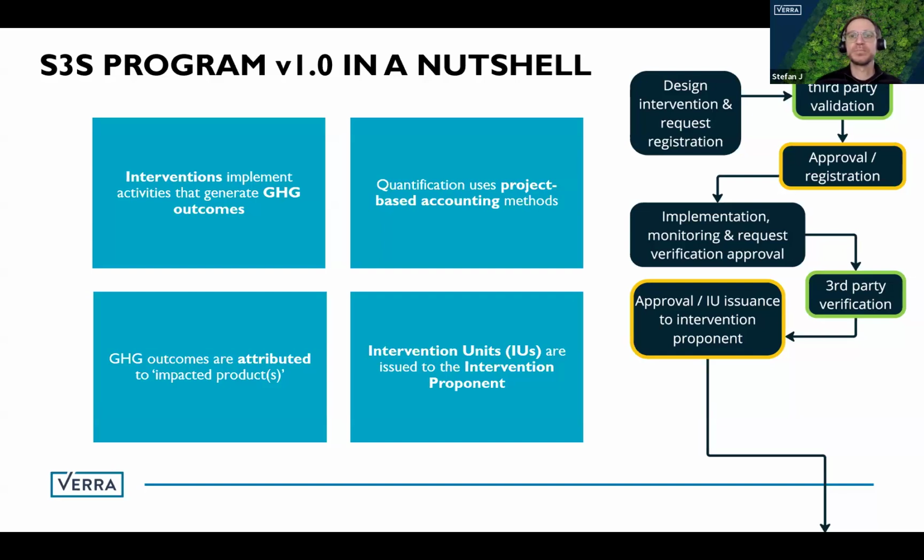Then begins the process of implementation and monitoring of greenhouse gas outcomes and activities and associated elements of the intervention. At the end of a monitoring period, there is a request for verification approval that triggers another engagement with third-party VVBs and a verification, which will lead to the approval and issuance of impact units to the intervention proponent. So that's version 1 in a nutshell.